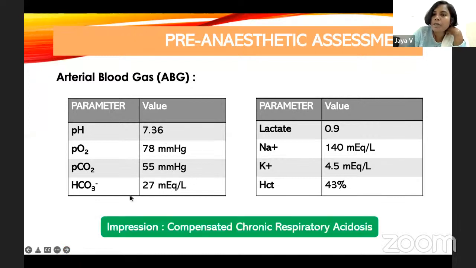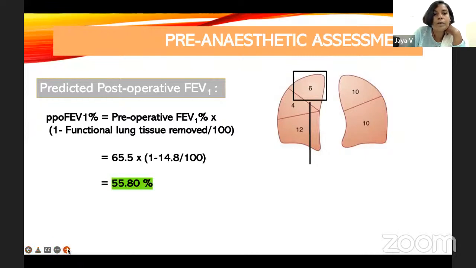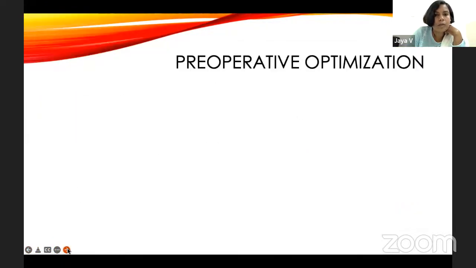So how do you improve this one? We have to do exercises, deep breathing exercises, chest physiotherapy, incentive spirometry, and postural drainage pre-operatively. Okay, we'll go for the other one. Sorry. How do you optimize this patient pre-operatively?